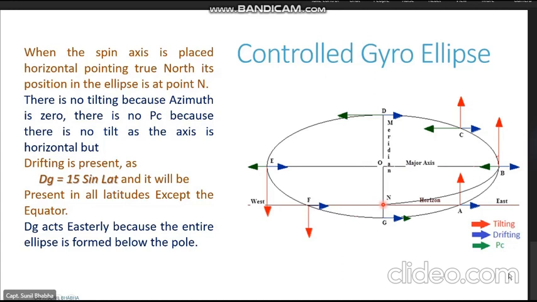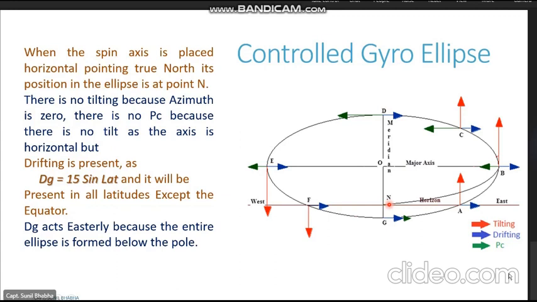What about the third force, drifting? Drifting is given by 15 degrees sine of latitude and it is constant all over the ellipse. So at point N also we will have the same drifting vector. Drifting will be present in the same direction and magnitude as it is present on all other points. So we will have an easterly drifting. Because of this easterly drifting, the spin axis is immediately pushed to east of the meridian.